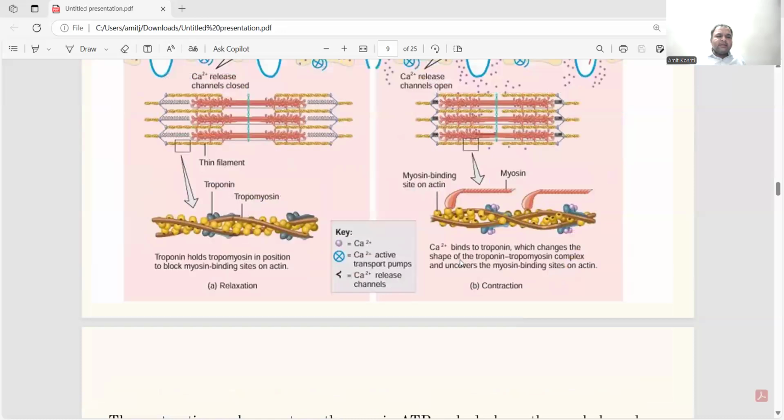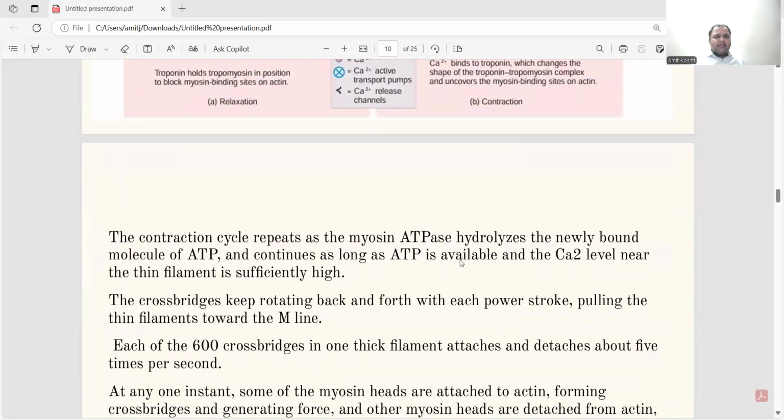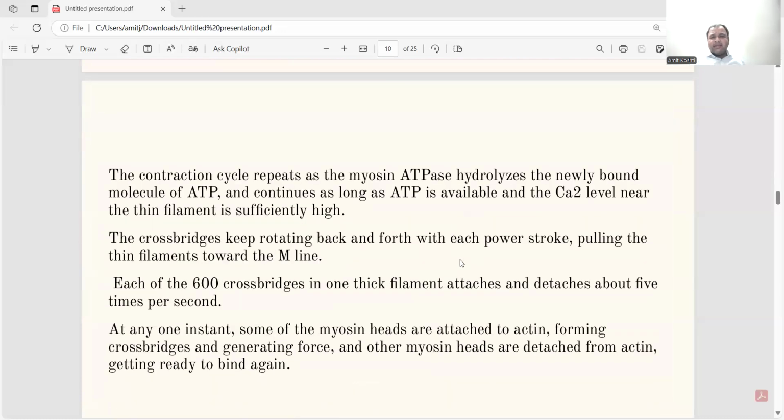Now let's go further. The contraction cycle repeats as the myosin ATP is hydrolyzed and a newly bound molecule of ATP takes its place. It continues as long as ATP is available and as long as calcium is in the vicinity of the thin filament. As long as calcium and ATP are available, there will be contraction. The cross bridges keep rotating back and forth, the myosin molecule with each power stroke pulling the thin filament toward the M line.